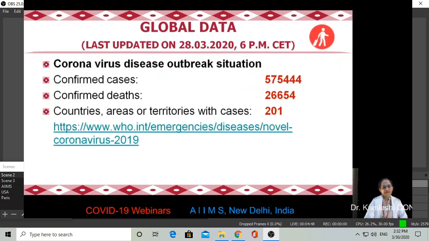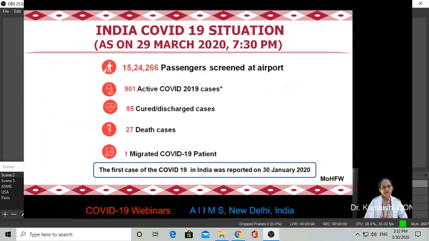The global data, if we take a look again, of the coronavirus disease outbreak situation: the confirmed cases are 5,75,444, confirmed deaths are 26,654, and this is the report from 201 countries, regions or territories. In India, what is the situation? What we see here is 901 active COVID-2019 cases were reported, and 27 deaths were reported as of 29th of March 2020.